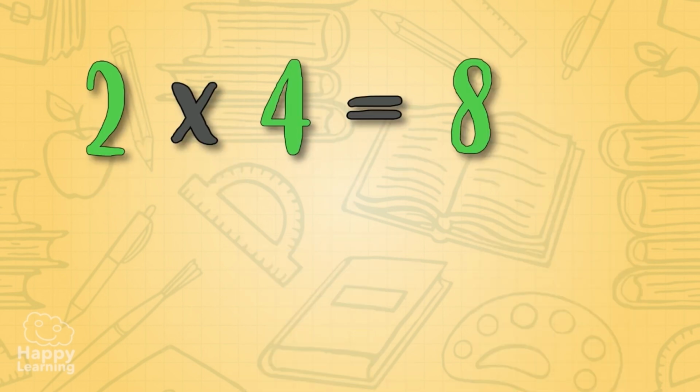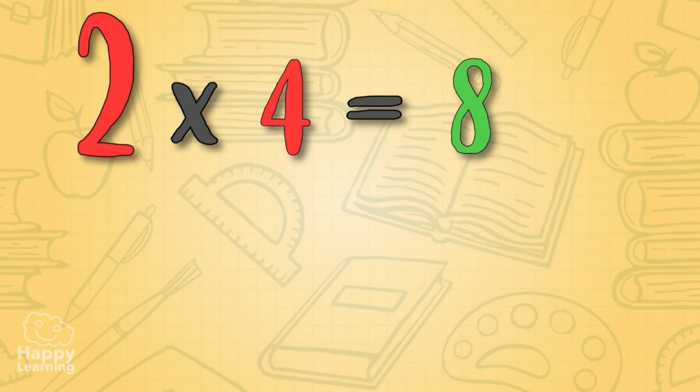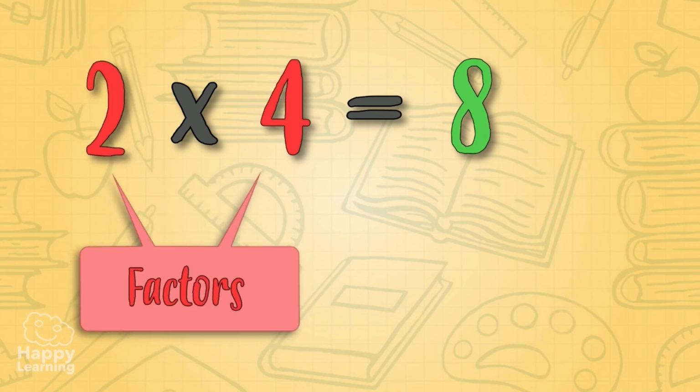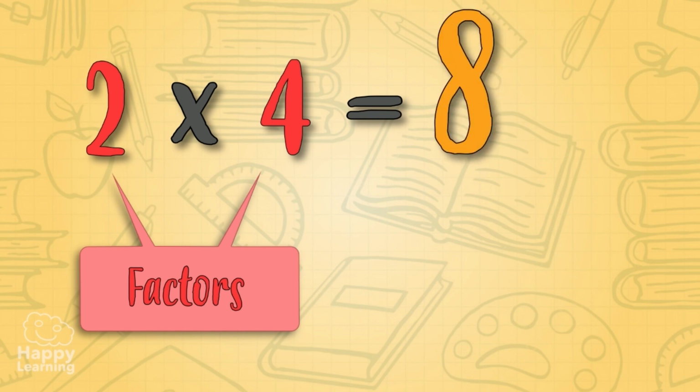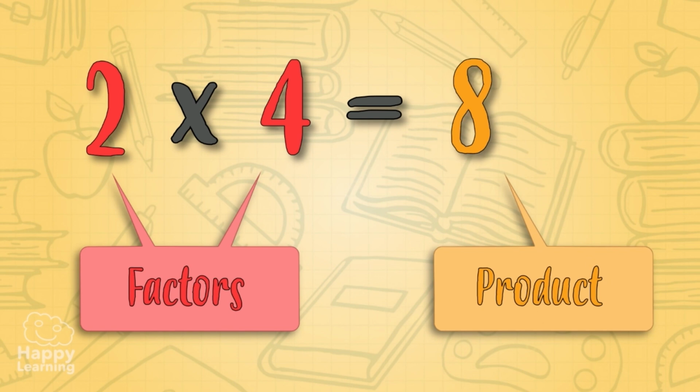The numbers that appear in the multiplication are called factors. Number 2 and 4 are the factors. And the answer of the operation is called the product. So number 8 is the product. Easy peasy, huh?